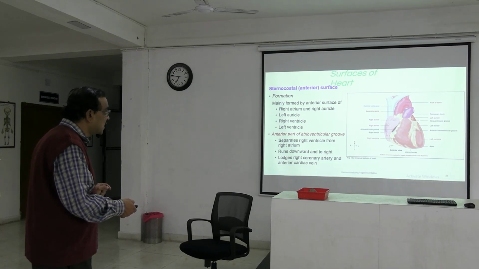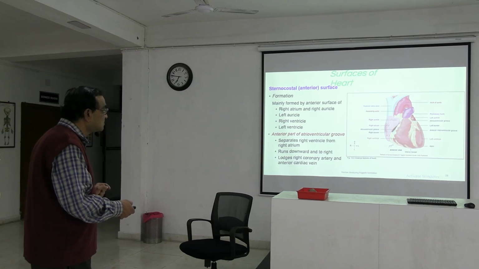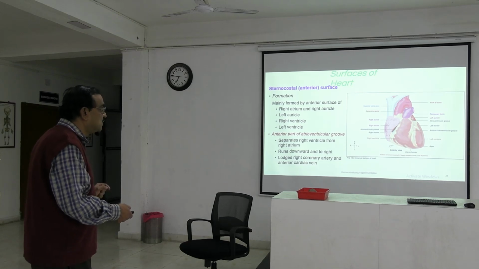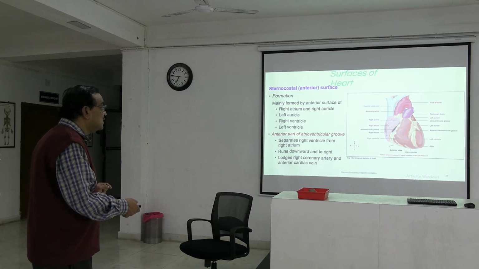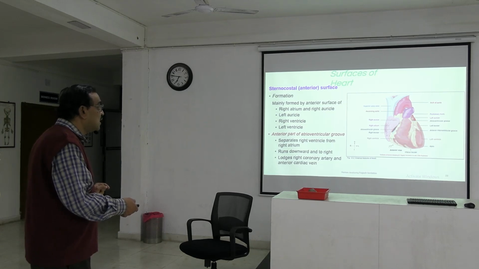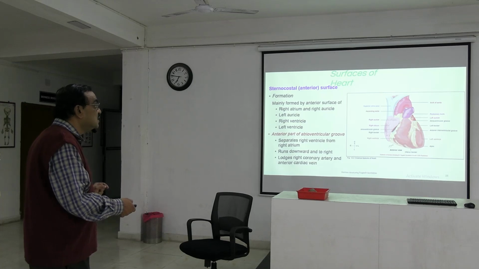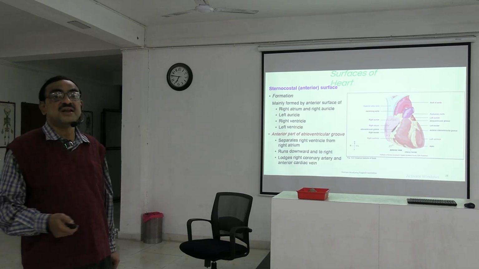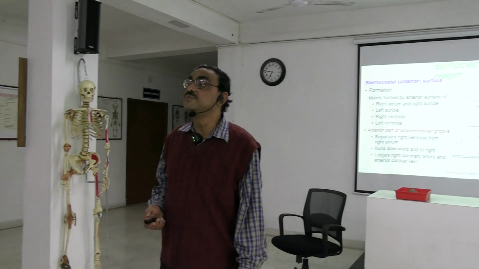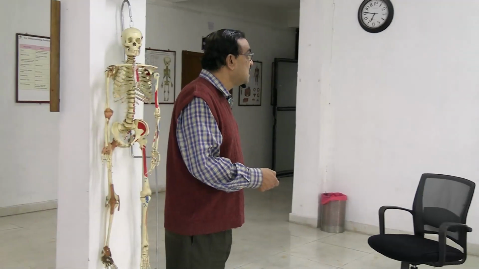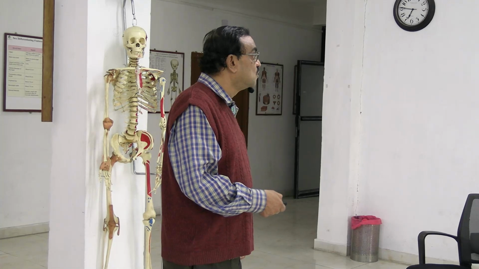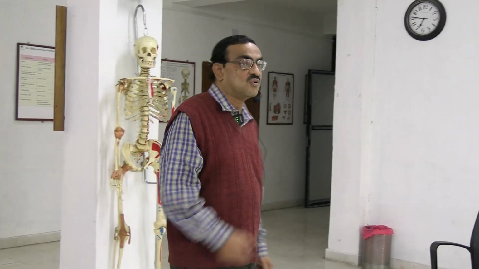One is the left circumflex branch and another is the anterior interventricular branch. So this anterior interventricular groove contains the anterior interventricular branch of the left coronary artery. Similarly, this atrioventricular groove contains the right coronary artery.